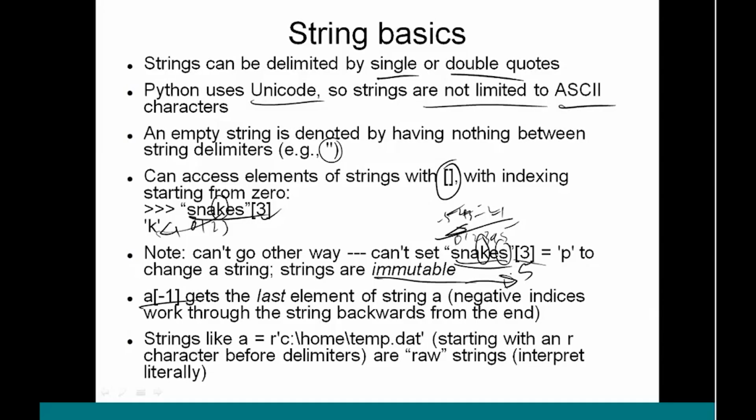So the strings also have the concept of being raw strings, and usually a raw string starts with the character R before the delimiter. So if you say R, then the delimiter and some string, that is a raw string, and it is interpreted literally. You cannot change anything there.